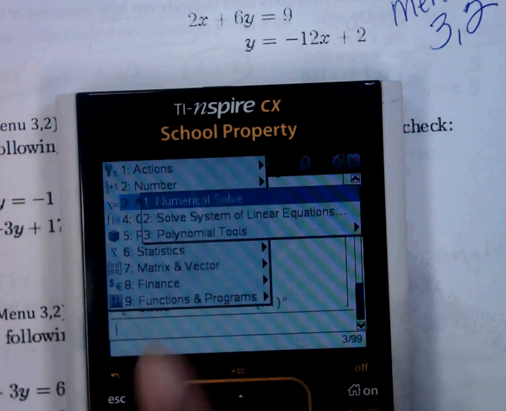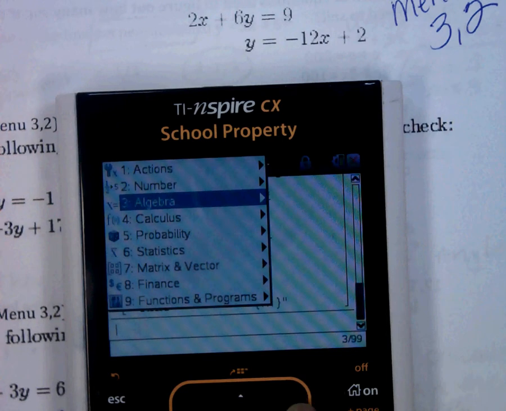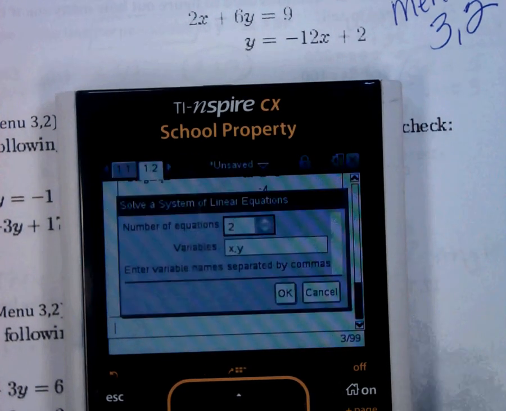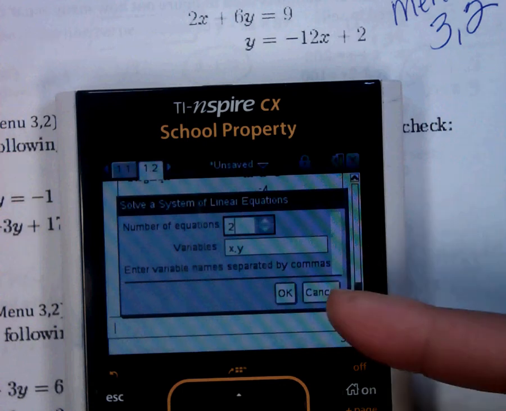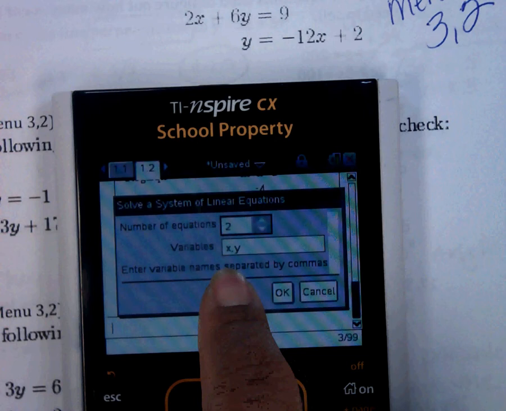Menu 3 for algebra. I did that fast. Let me go back. 3 for algebra. And then 2 for solution. And I am going through this fast because this is the review, and we've been doing this for a while. X and Y, I'm going to leave it there because that's what I need.